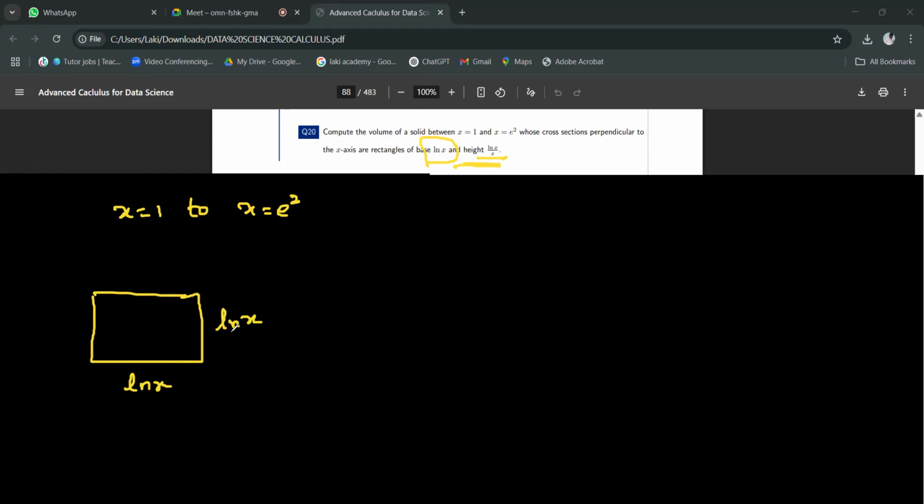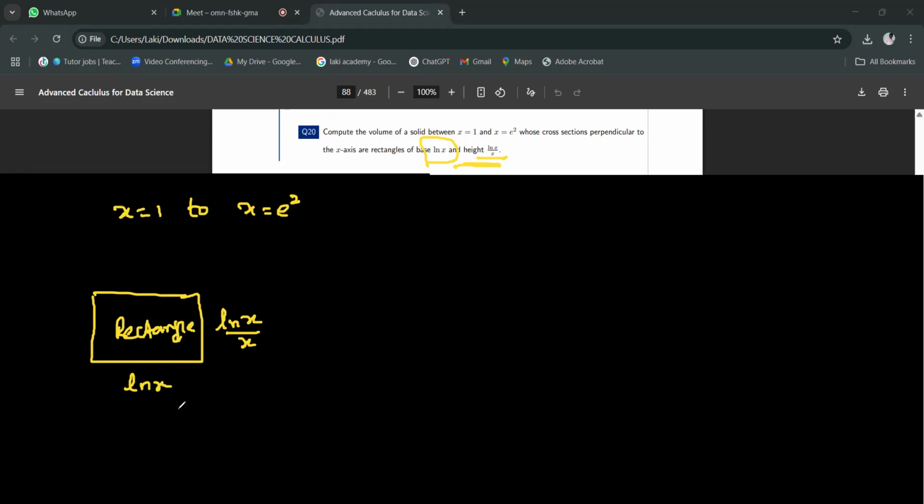Here we have to compute the volume of the solid between x equal to 1 to x equal to e square, whose cross sections perpendicular to the x-axis are triangles of base ln x. It says that a rectangle is there whose base is what? Ln x, right? And height is what? Ln x over x. This is what? Rectangle.